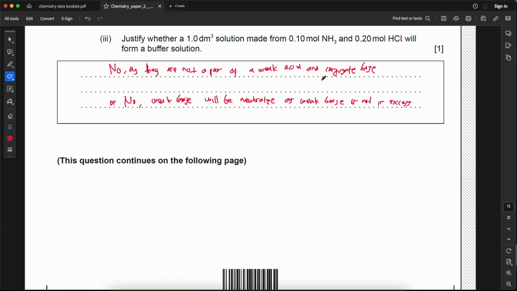It's not only using a pair of weak acid and conjugate base to make a buffer solution, you also need a large amount of weak acid, or weak base. So therefore, they are not suitable to make a buffer solution. Okay.